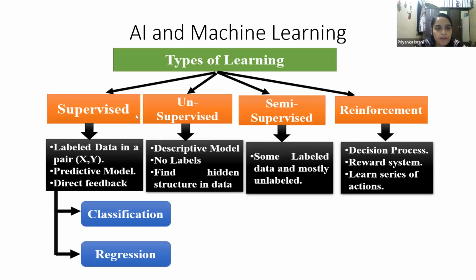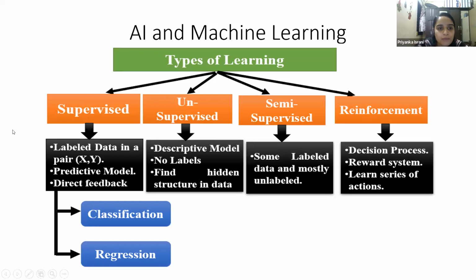So as I told you, supervised learning, we have labeled data in pairs, like X is my questions and Y is my answers. So it is a predictive model. It will predict the data. You will train the data and it will give you the prediction. So there will be direct feedback. Direct feedback means you are testing your data, and it will give you the answer. So you can understand whether your model is being trained or not.